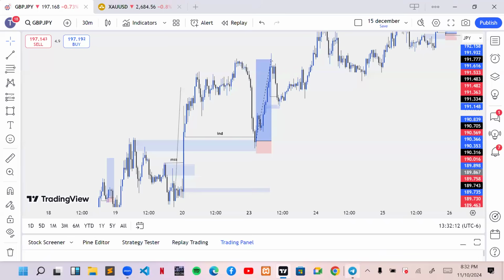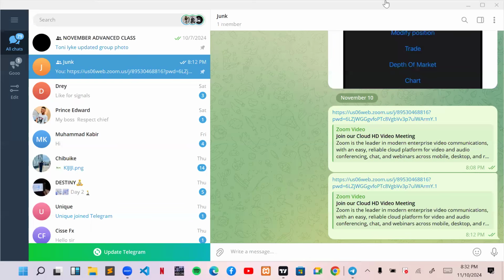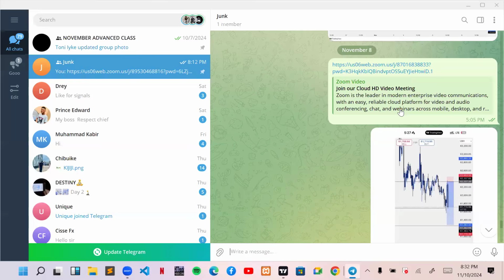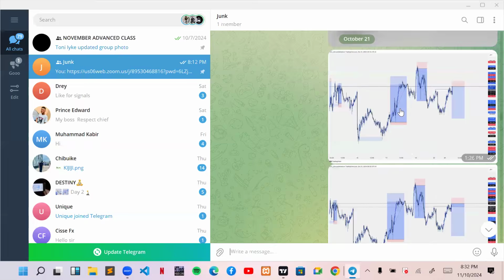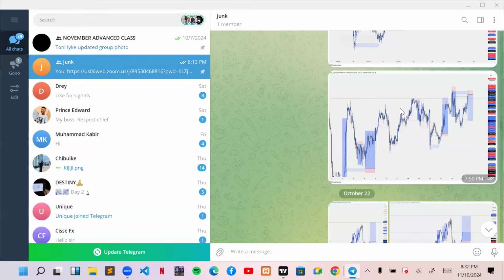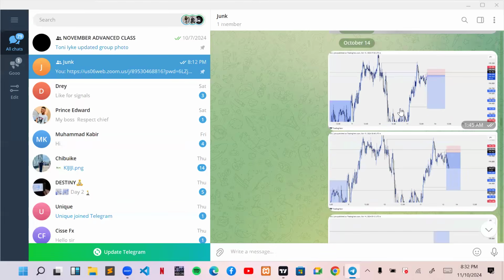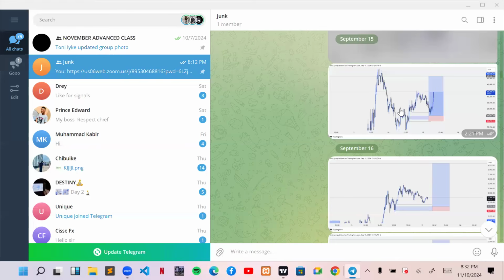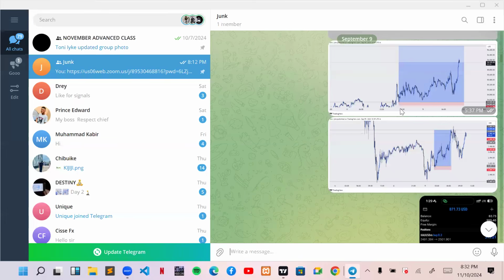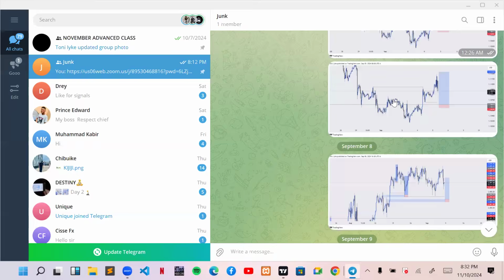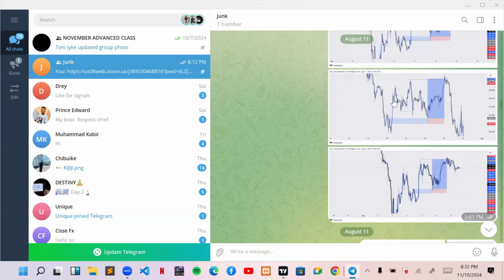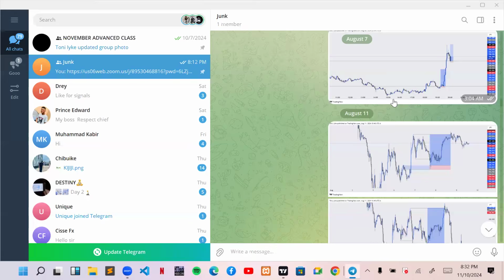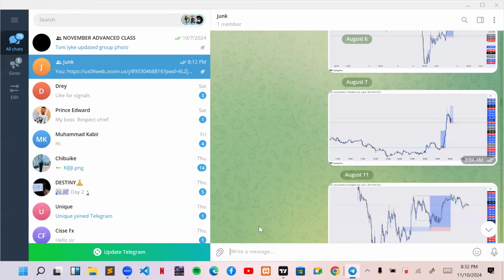I don't know if I still have the trade. Let me see if I still have the trade when I took this trade, because it's been long actually. If I don't have it, I'll just move on to the next. But I want to check if I still have the trade. I'm not sure I still have the trade.